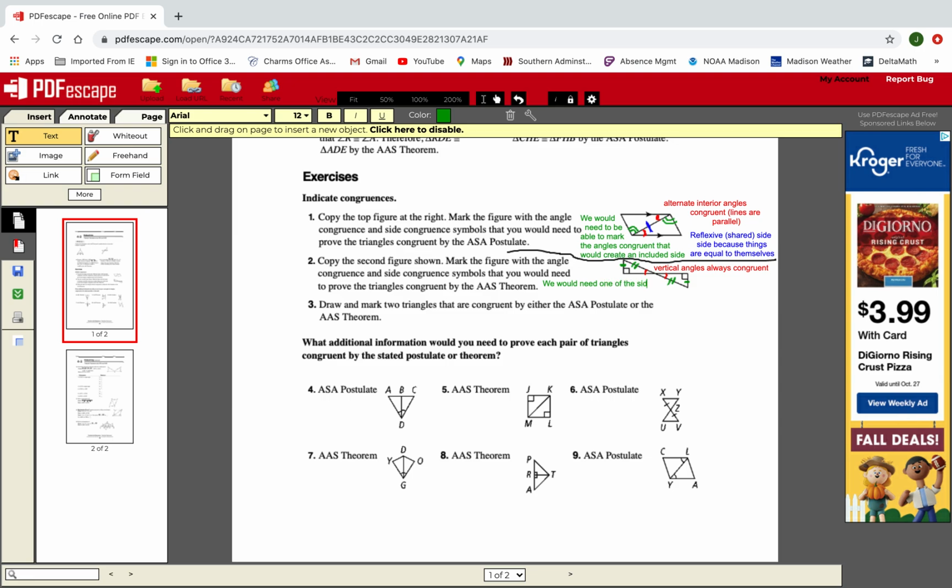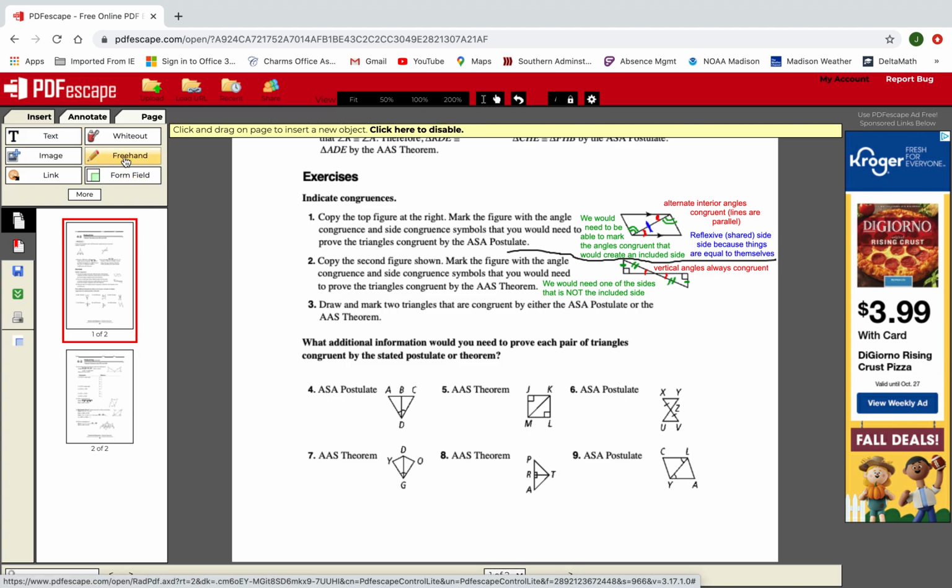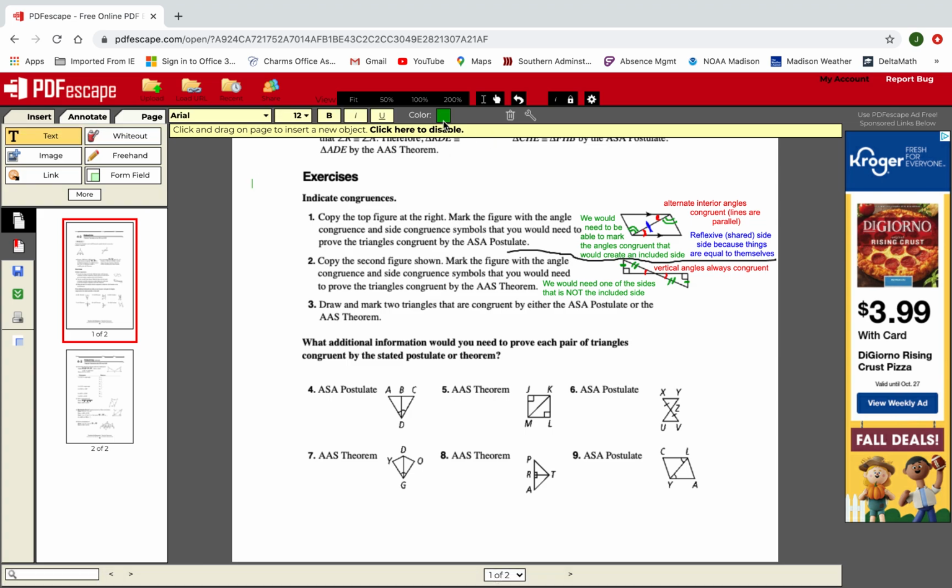So for this one, we would need one of the sides that is not the included side in order to use AAS, because the S is not between the A's, so the side is not between the angles. Okay? So looking at 3, it says draw and mark 2 triangles that are congruent by either the ASA or the AAS theorem. Well, let's do both. Let's overachieve here. So let's go ahead and draw a couple of figures here. I'll tell you what, let's draw the triangles in black, and then we can mark them in the different colors. Okay?